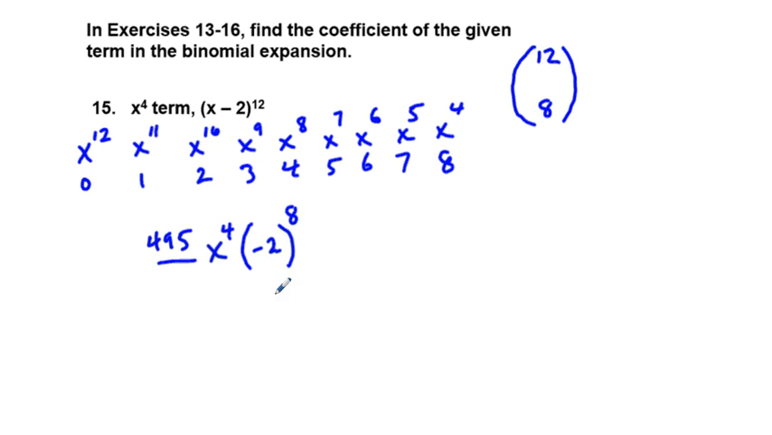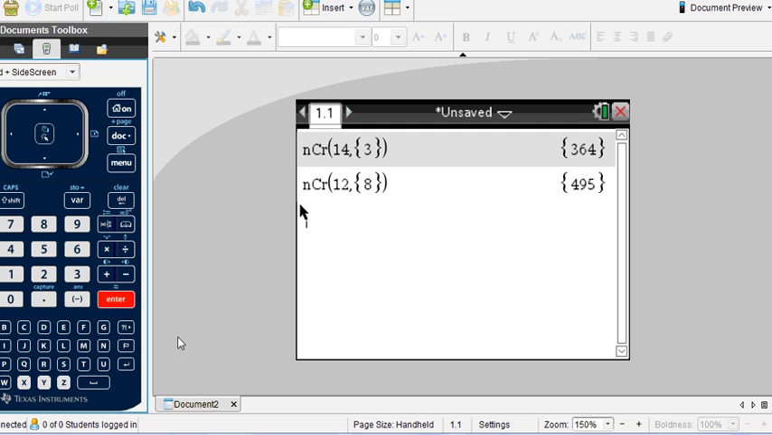And negative 2 to the 8th power is quite a large quantity, so I'm going to put that in here, negative 2 to the power of 8. We could do that in our head a little bit, but I'll just put it in here anyway, since we're here. We get 256. So 256 times 495, that's going to be our quantity: 126,720.